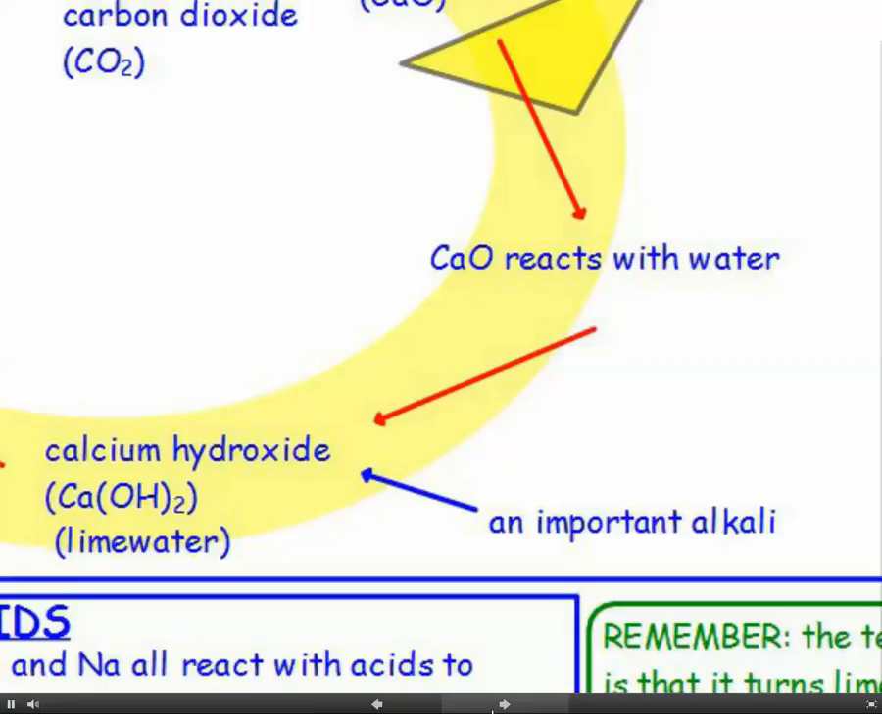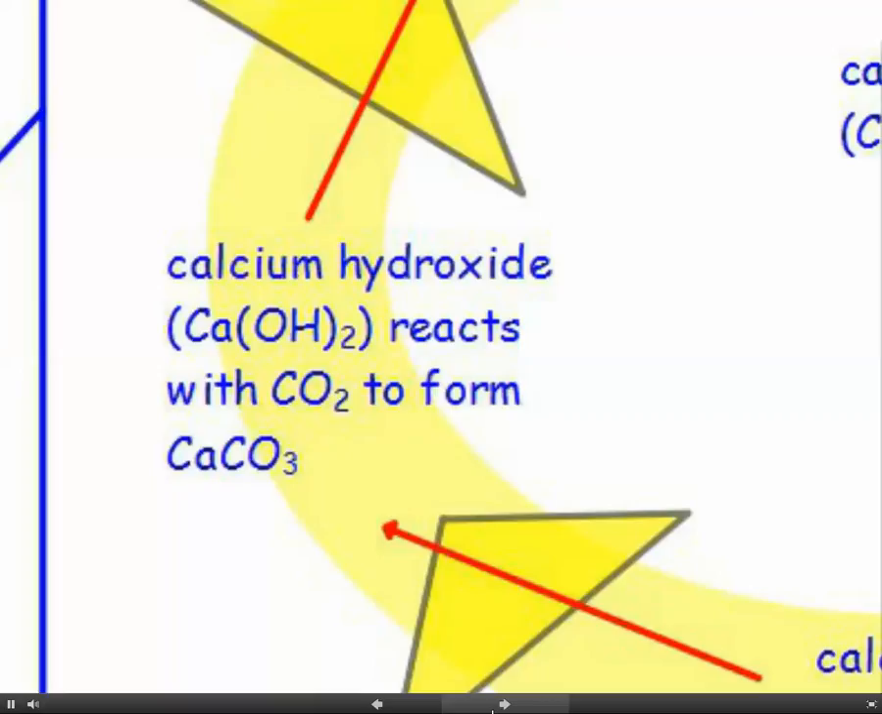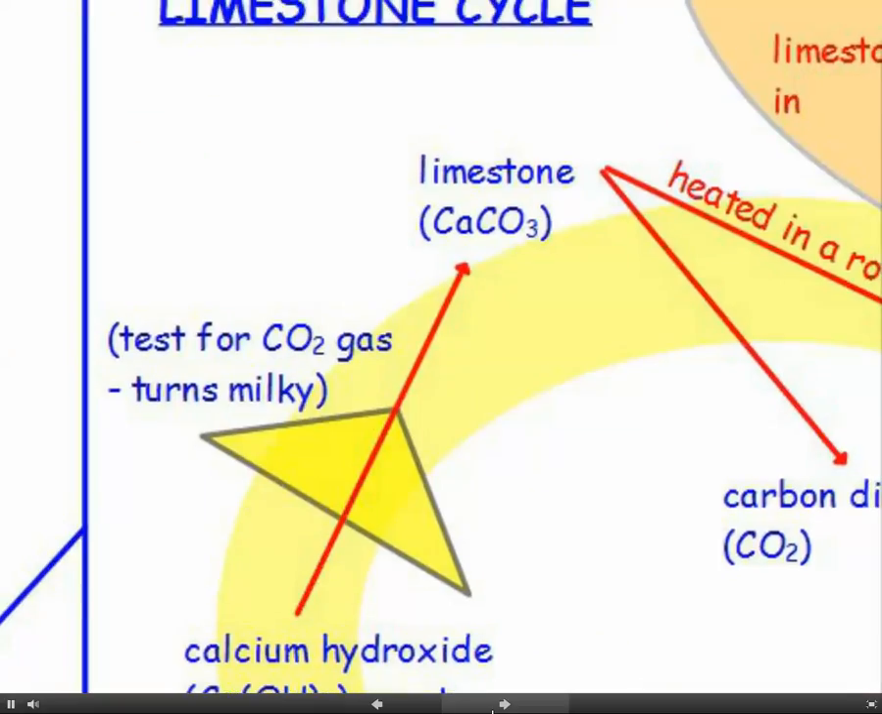Now this is an important alkali. It's used in industry for neutralizing acids. Now, if calcium hydroxide is allowed to react with CO2 again, then it will reform calcium carbonate. Remember that calcium hydroxide or lime water can also be used as a test for carbon dioxide gas. If CO2 gas bubbles through it, it turns milky. That's because it's forming tiny specks of calcium carbonate, which are insoluble, so it makes opaque little specks.